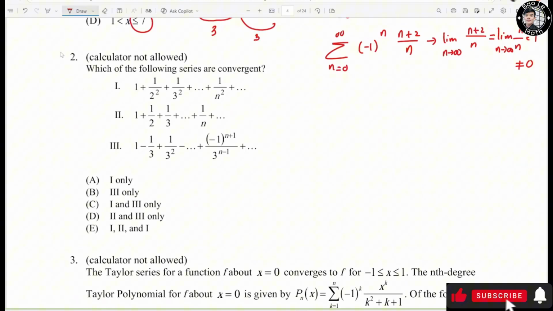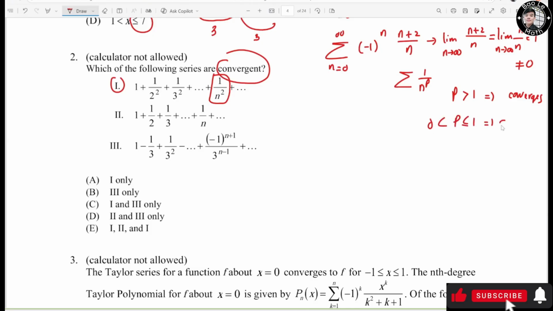Now let's move on to question 2. Which of the following series are convergent? Number 1 right here. Look at the general term right here. This guy is actually the P series. Remember the P series: P greater than 1, the series converges. If P is greater than 0 and less than or equal to 1, the series diverges. Now P equals 2, which is greater than 1, so the series converges right here.